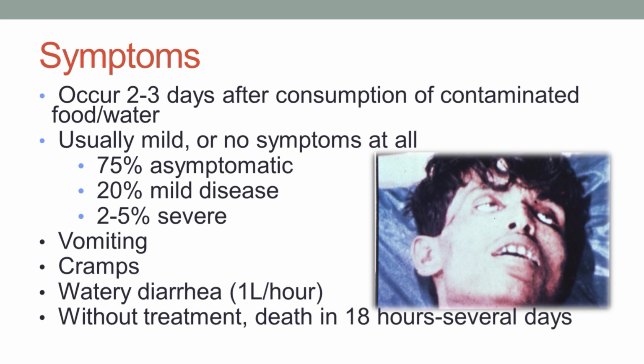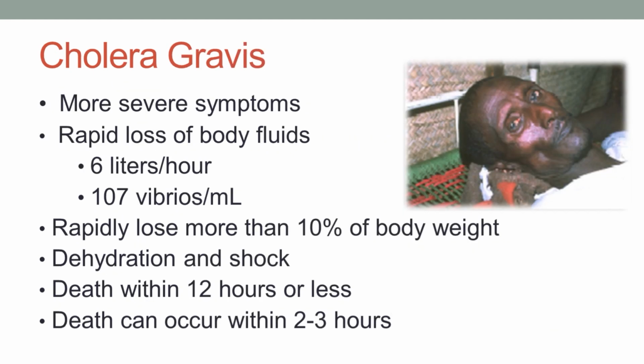And what is important, about 75% of people don't have any symptoms. 20% have mild symptoms of the disease, and up to 5% have a severe form of infection. Symptoms are vomiting, cramps, and watery diarrhea of about 1 liter per hour, and without treatment it can lead to death in a few hours, by the end of the day or up to a few days, independent of how severe the disease is. The patient without any treatment can die because of diarrhea.